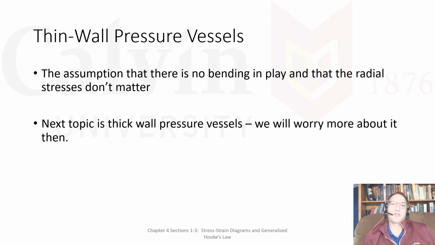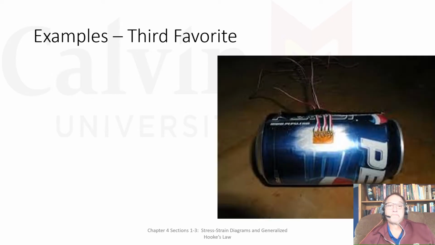So what is a thin wall pressure vessel? Well, really this is the assumption that there is no bending in play and that the radial stresses don't really matter at this point. So the next topic, as I said, is thick wall pressure vessels, and we'll worry more about the difference then, and we'll actually be able to evaluate it. I'm not sure if I assign that as a homework problem this year. Sometimes I do that as a test problem, just to warn you.